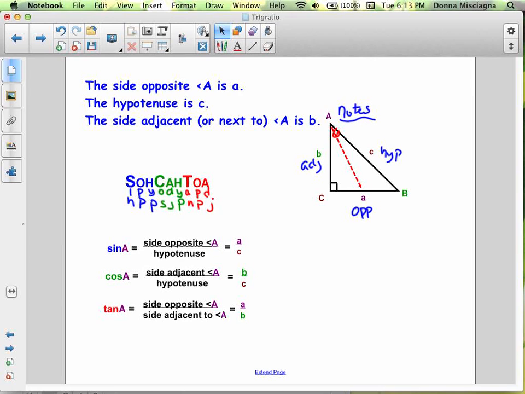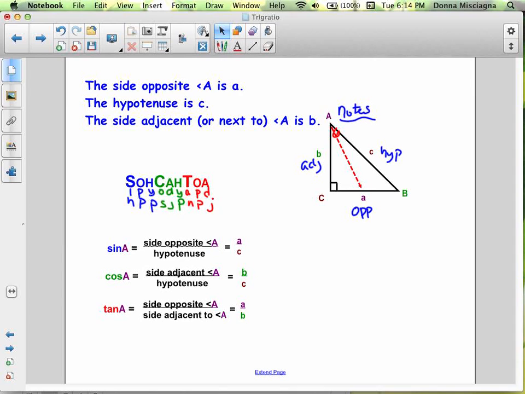I bet you can find a random adult and say SOHCAHTOA, and they probably know what it means because they learned to memorize it the same way. And when you memorize it with a little mnemonic device, it makes it stick in your brain so it never ever leaves.